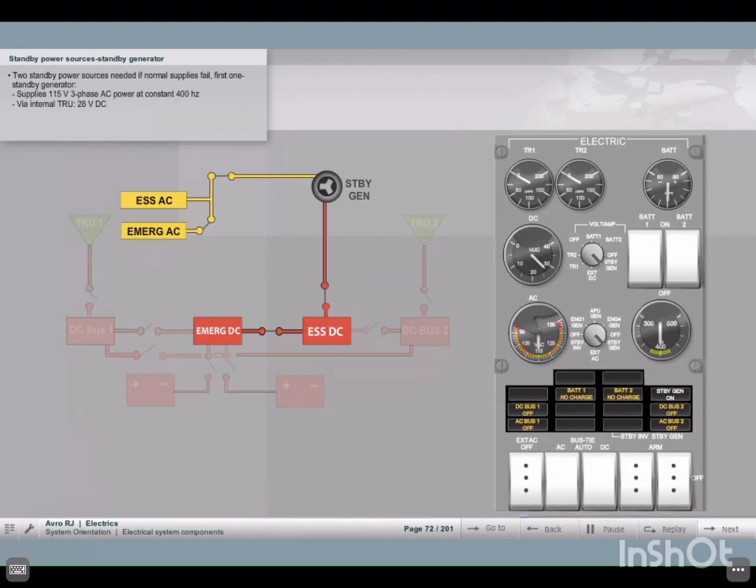On the Avro RJ, we have two different sources of standby power which are needed when the primary supplies have failed. The first one is the standby generator, which supplies 115 volts three-phase AC power at a constant frequency of 400 Hz and via an internal TRU 28 volts DC power.